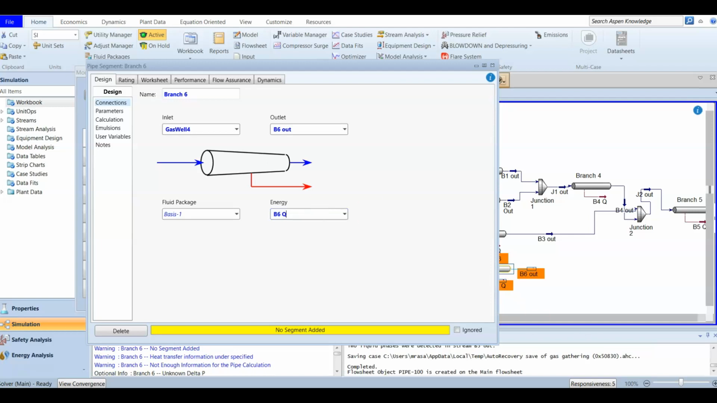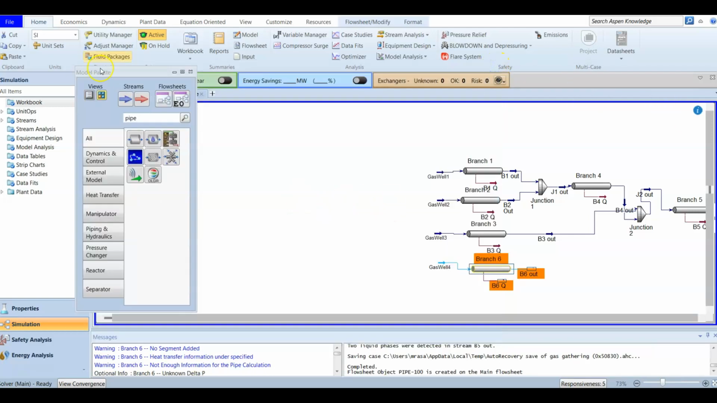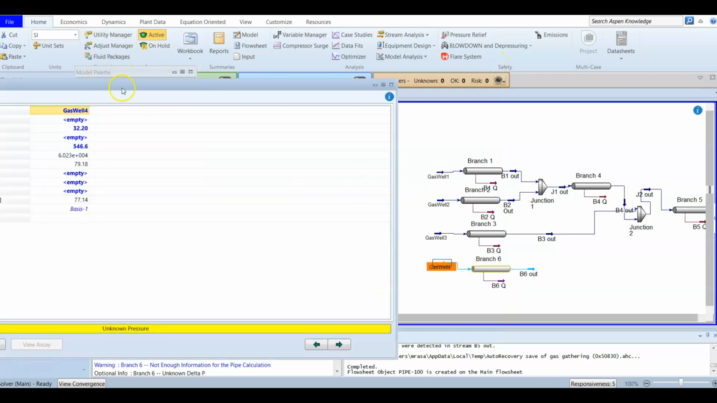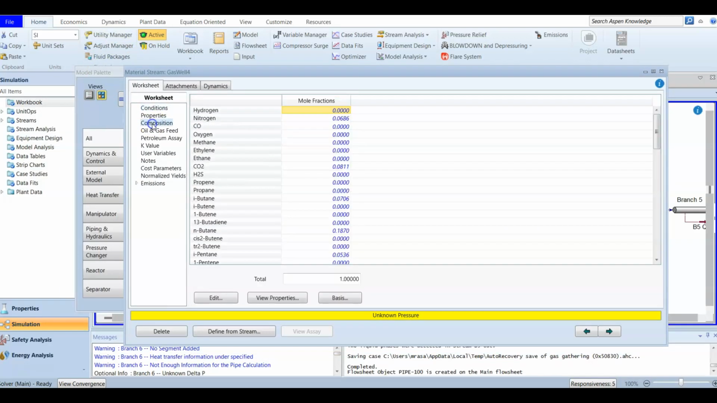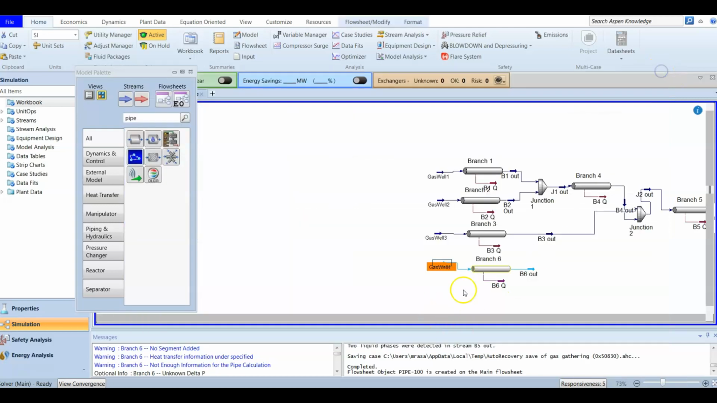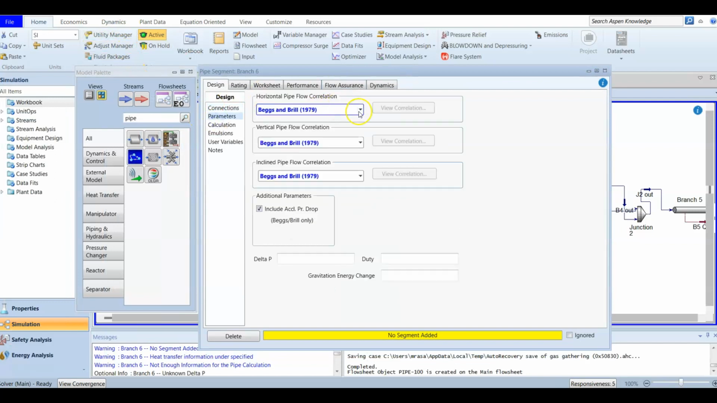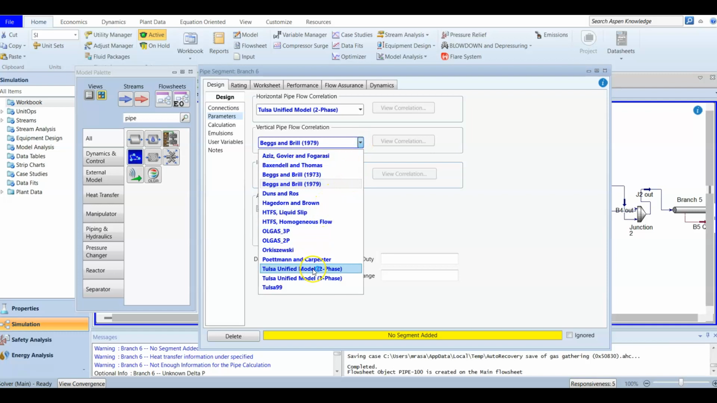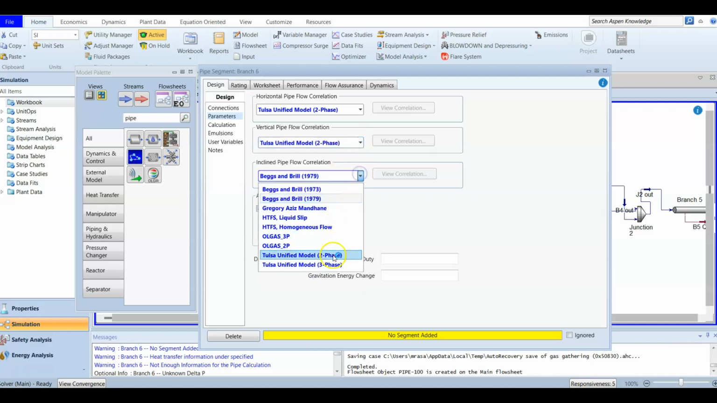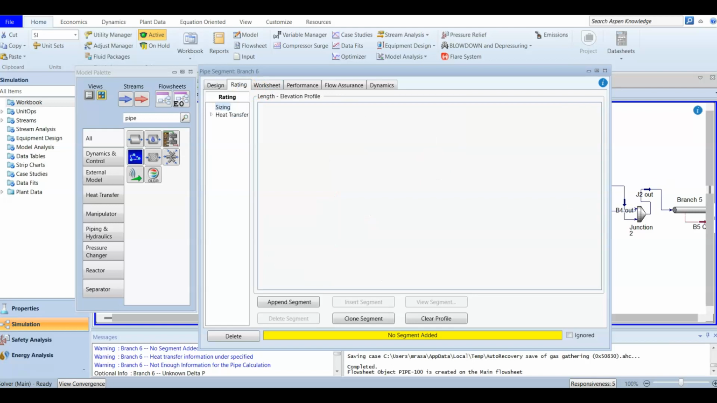Here we don't know actually, so let's go to well number 4 and check the composition to see if there is water. No water, so it's a 2 phase. So here we are going to choose from the parameters only 2 phase. Okay, and always Tulsa. Okay, and 2 phase, and then we go to the rating.